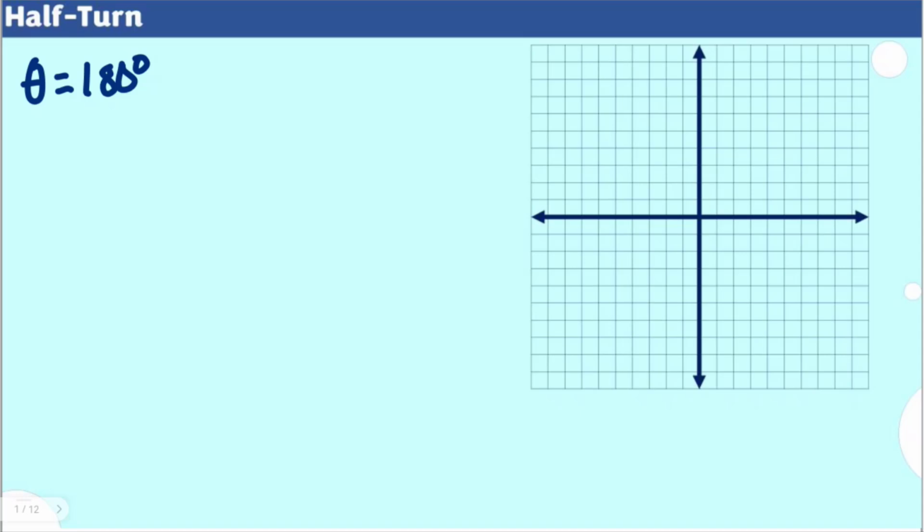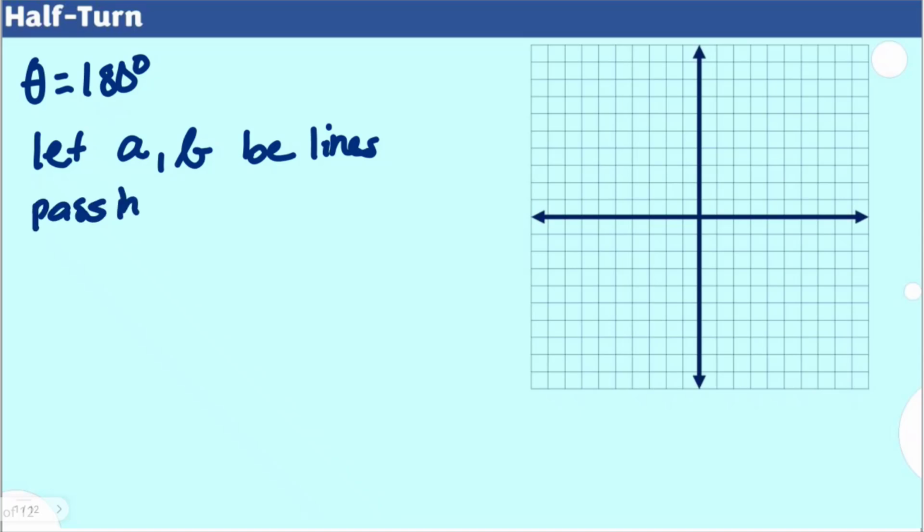Say, for example, let us say there are two lines A and B. They are lines passing through a common point P. So this is no longer an origin. It can be any point in the Cartesian plane, the point of intersection of lines A and B. The half turn of a certain point about P is indicated in this manner.